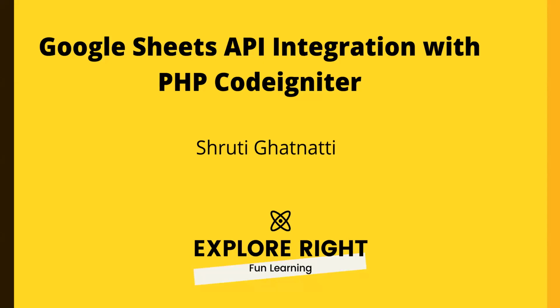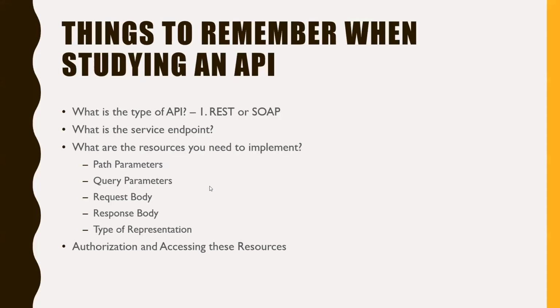So in the last video, we discussed how to enable the API, and also we generated the credentials required to implement the Google Sheets API. So the next part here is to understand what exactly the API is and what are the points to remember when you're studying an API. I've listed a few generalized points you need to remember when you're studying an API.